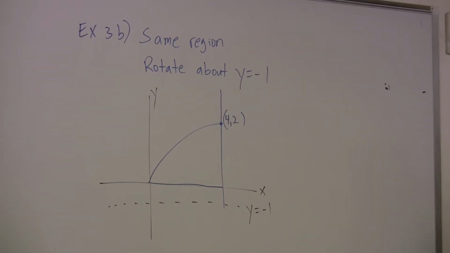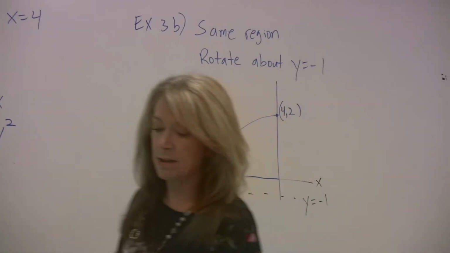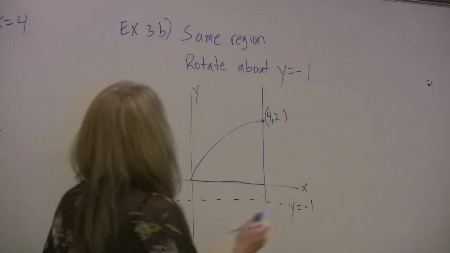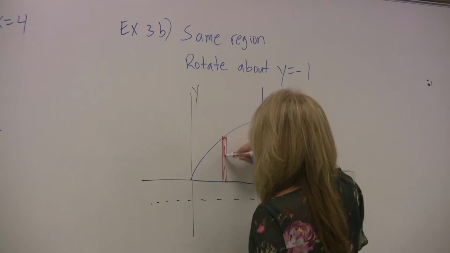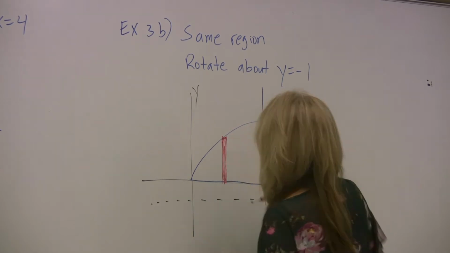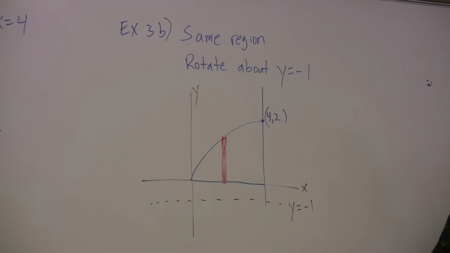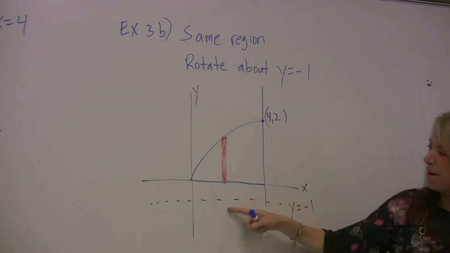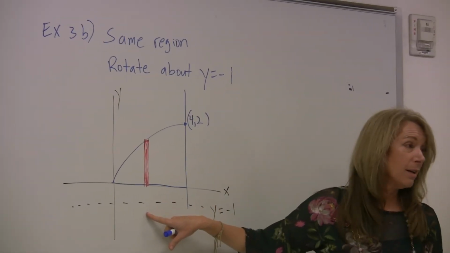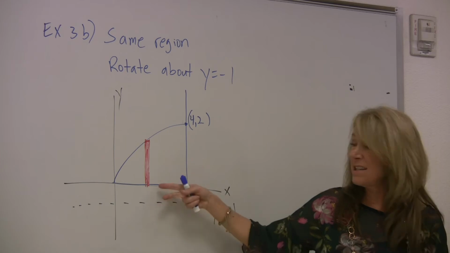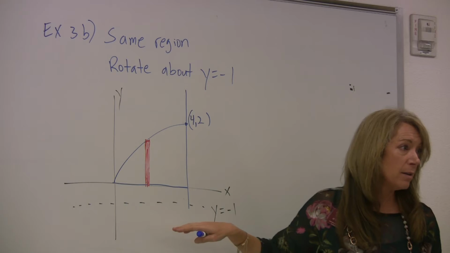Is my rectangle horizontal or vertical? Vertical this time, because it has to be perpendicular to that line. Here's my little rectangle that is perpendicular to this one. And I'm rotating it about this line. Is there going to be a hole in it? Yeah, because it's not touching this line at all. So when I rotate it around there, it's going to be totally hollow in the middle, right?